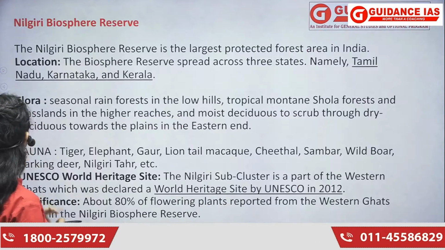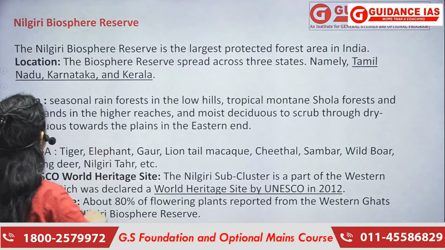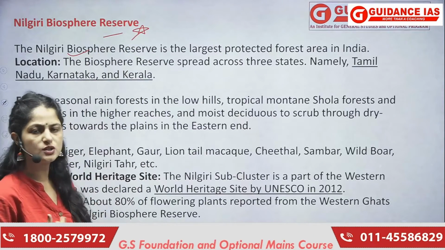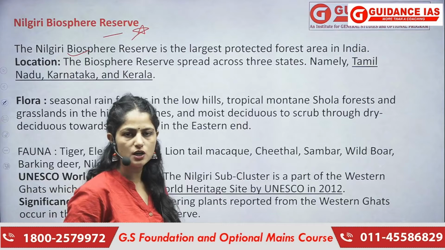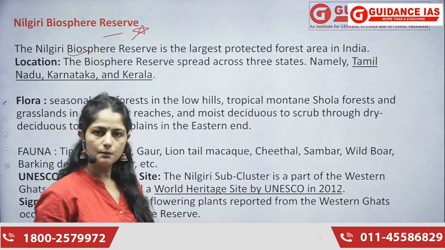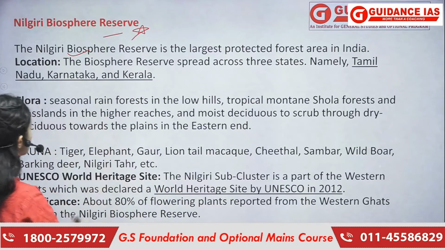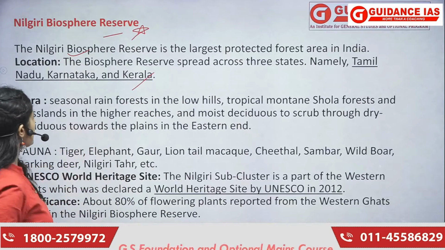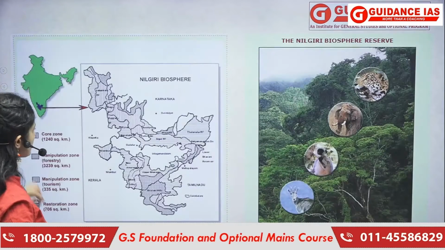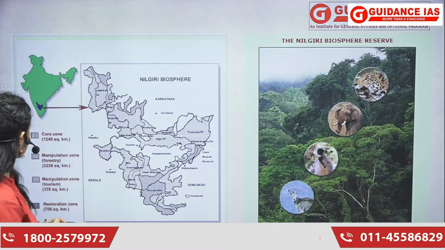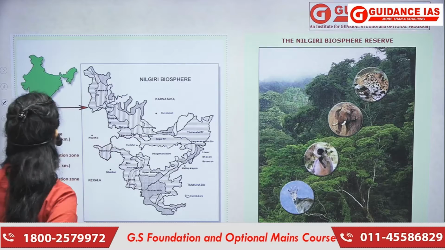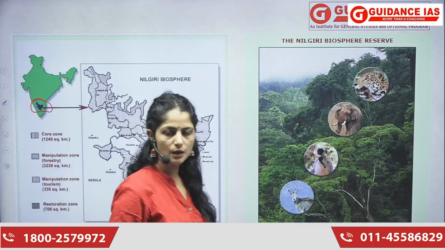All right. Up next we have Nilgiri Biosphere Reserve. Nilgiri Biosphere Reserve हमें पता है, again a very very important point. UPSC has asked questions many a times about Nilgiri, about its location, about its protected areas and many things, right? So it is spread across Tamil Nadu, Karnataka and Kerala. Let me just take you to the map directly for your better understanding of the location perspective.